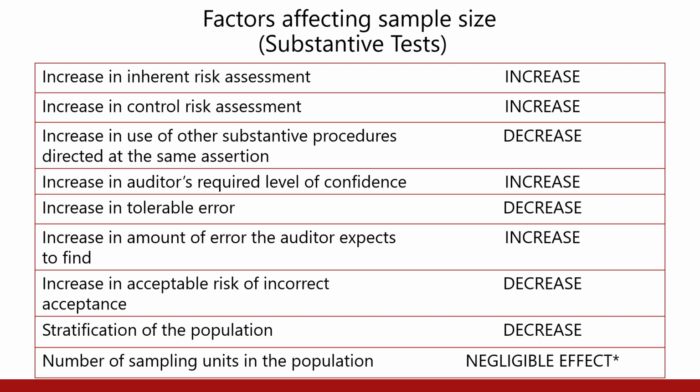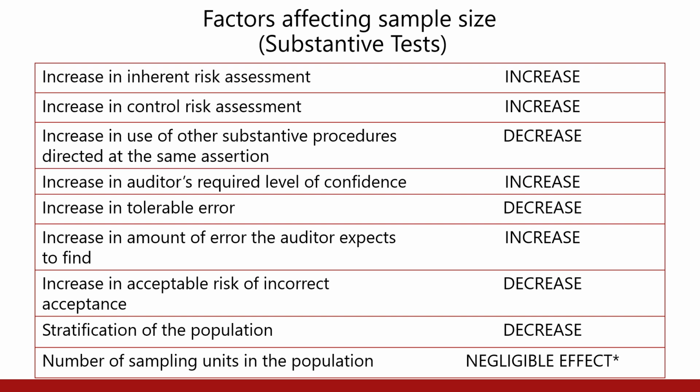Increase in the acceptable risk of incorrect acceptance. So this is the type 2 version in substantive test. If in test of controls we have ARO, or the acceptable risk of over reliance, right? Because the type 2 risk in test of controls is over reliance. In substantive test, we will have ARIA, the acceptable risk of incorrect acceptance. And what did we say? If it's stated in the tolerable, the acceptable, the relationship is inverse. So when you increase ARIA, your substantive testing will decrease.